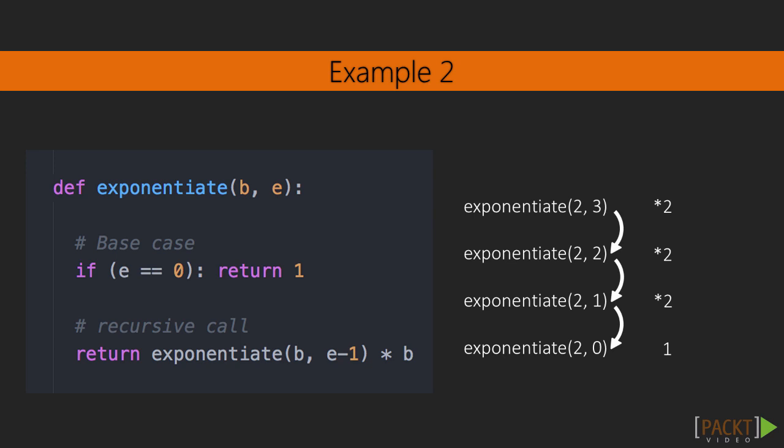And once we've reached this point, the call stack unwinds once again and climbs back up. So we get 1 multiplied by 2, 2 multiplied by 2, 2 multiplied by 2 multiplied by 2, which gives us our desired result of 8.